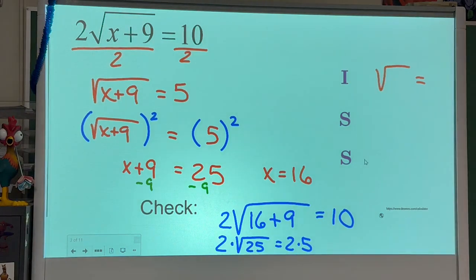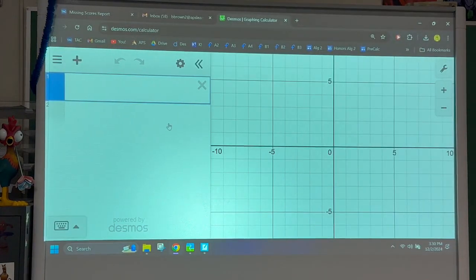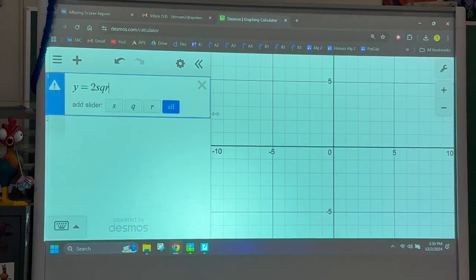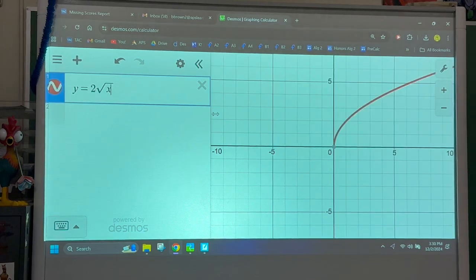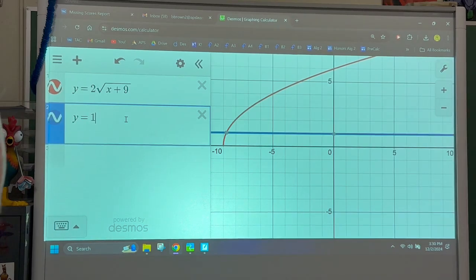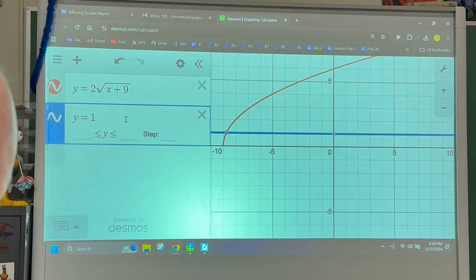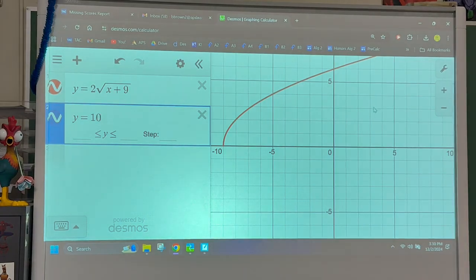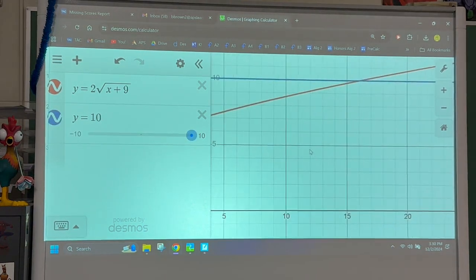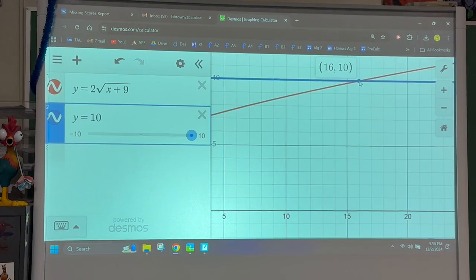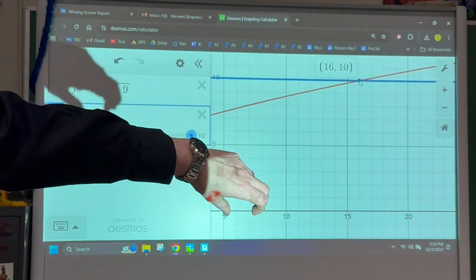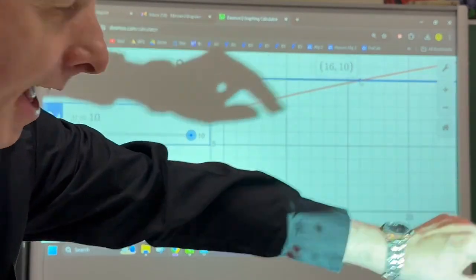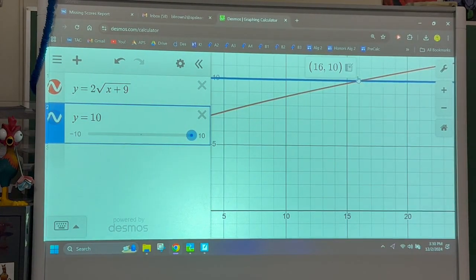So, graphically, let's see how this would look. If I went to Desmos and typed in y equals 2 SQRT, there's square root, x plus 9, there's my graph. If I type in the other side of the equation, y equals 10, I can find that they intersect when x is 16. Kind of cool, huh? Left side of the equation, right side of the equation, they intersect when x is 16. That's what it means.